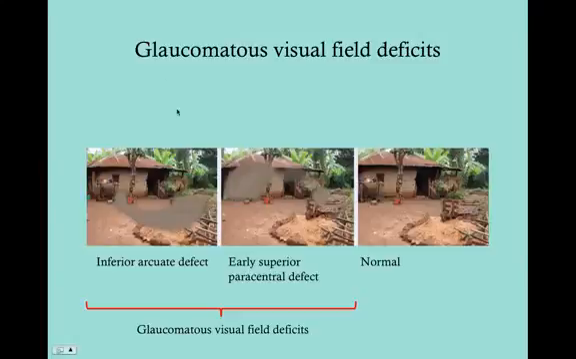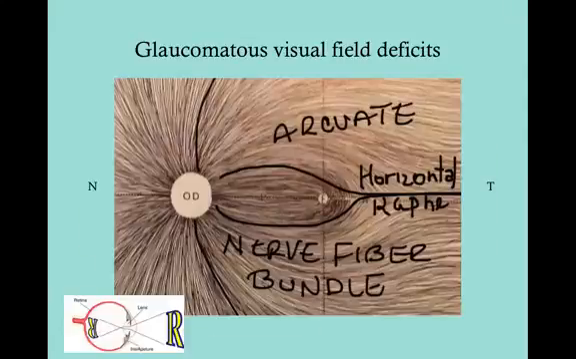So here's an example. This would be an arcuate defect. This would be an early paracentral defect. These are examples of visual field deficits you would see solely in glaucoma. Okay, so why does that happen?